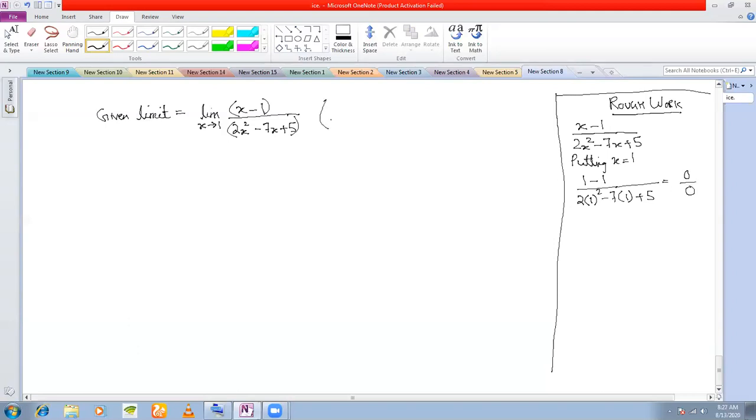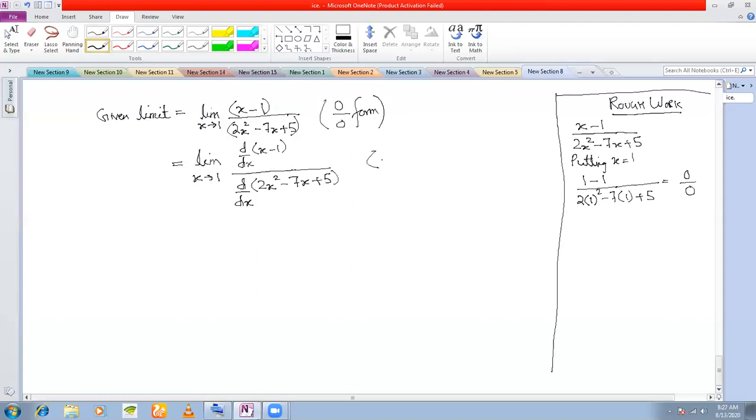So this clearly is a 0 by 0 form. Okay, so now you start your differentiation. When you use L'Hospital's rule, limit x tends to 1, ddx of x minus 1 by ddx of 2x square minus 7x plus 5.